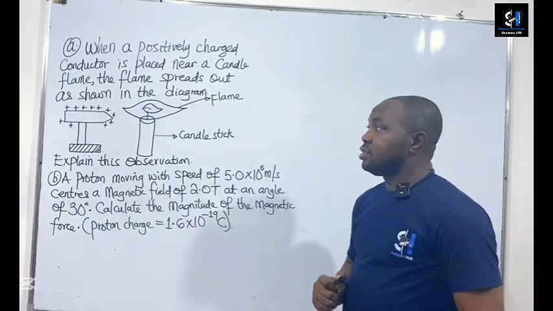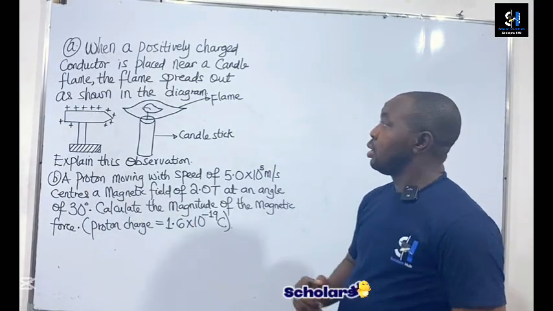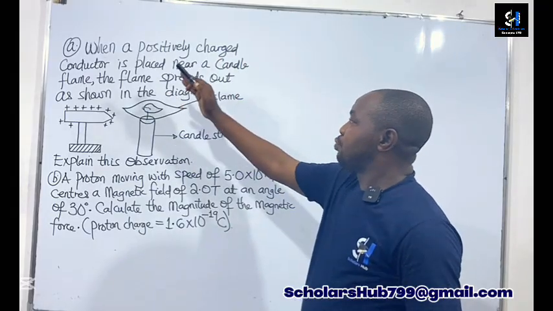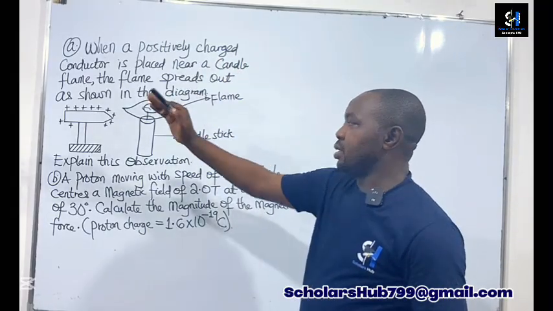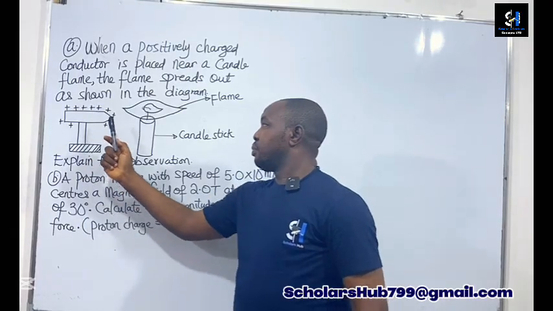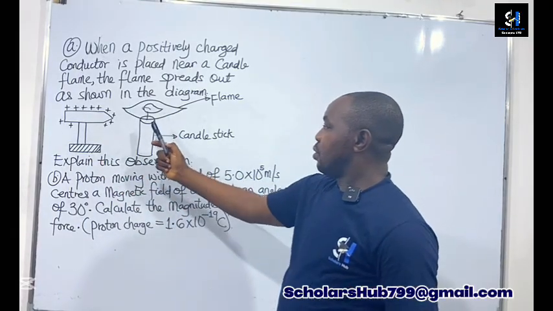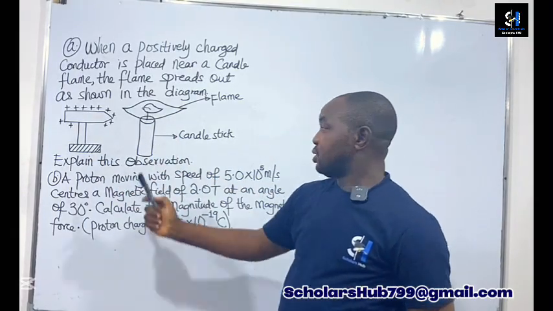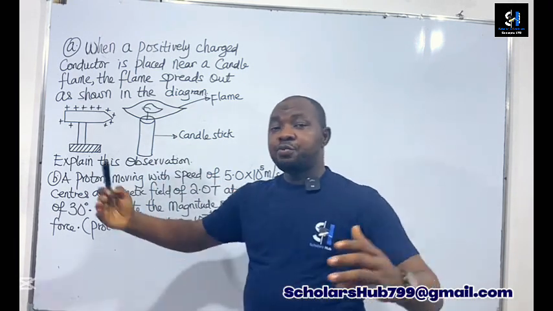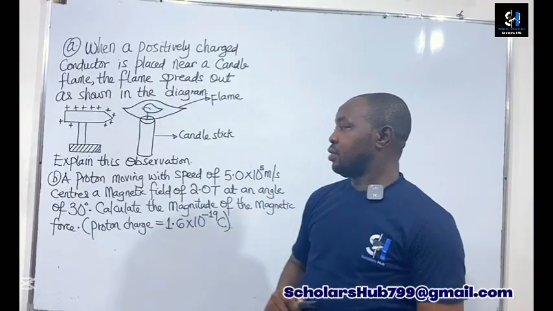Let's solve the physics question on the board. A: when a positively charged conductor is placed near a candle flame. We have a conductor carrying positive charges placed near the flame of a candle. This is the candlestick and this is the flame of the candle. The flame spreads out as shown in the diagram.